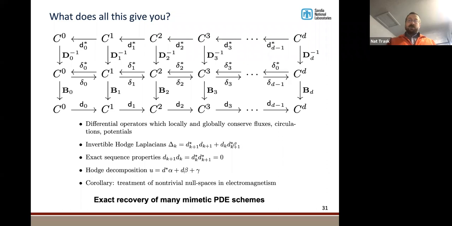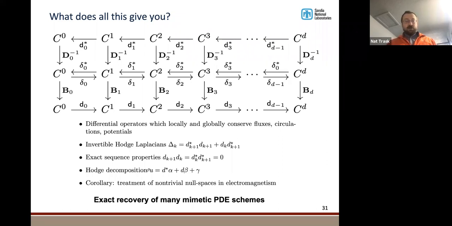So this will admit trainable Laplacians, and they're guaranteed to be symmetric, positive definite, and invertible. And also all the things like Poincare inequalities and so on that you need to analyze them. So this opens the door to a lot of rigorous analysis. And I mentioned this exact sequence property: div curl 0, curl grad 0. This is probably the most important piece, especially for things like electromagnetism. So that gives you access to a Hodge decomposition.